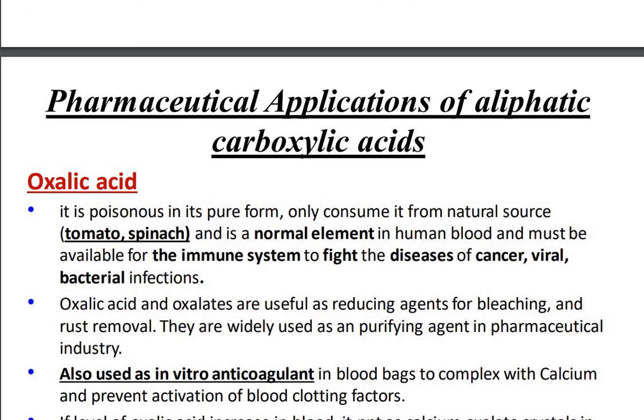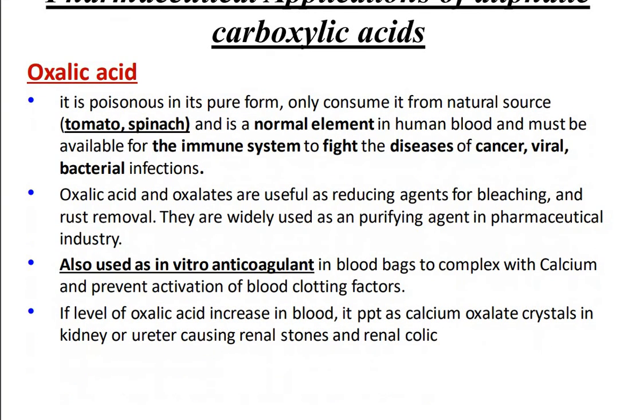So, pharmaceutical application of aliphatic carboxylic acids. Oxalic acid is poisonous in its pure form; we only consume it from natural sources such as tomato and spinach, and it is a normal element in human blood and must be available for the immune system to fight diseases such as cancer, viral and bacterial infection. Oxalic acid and oxalates are useful as a reducing agent for bleaching and dust removal, and they are widely used as a purifying agent in pharmaceutical industries.